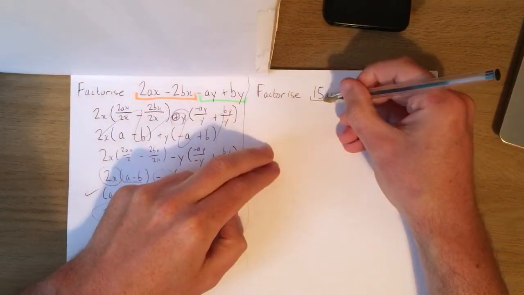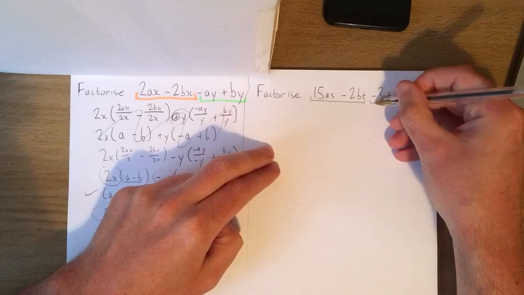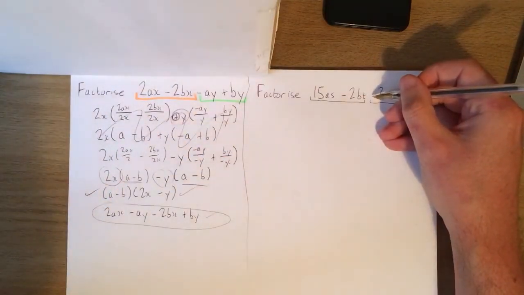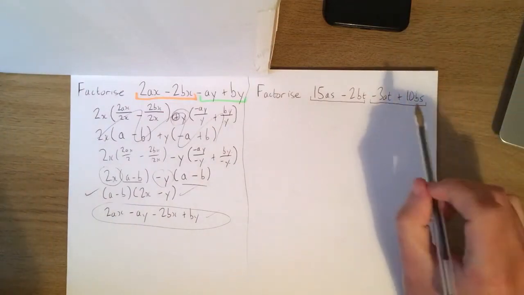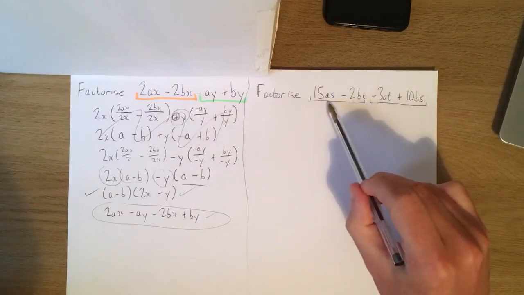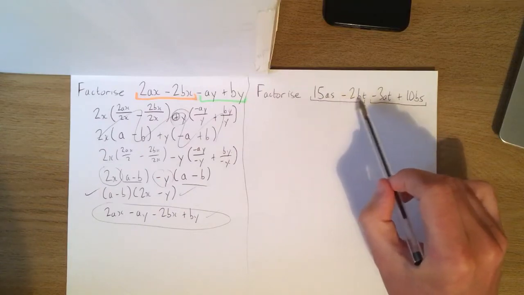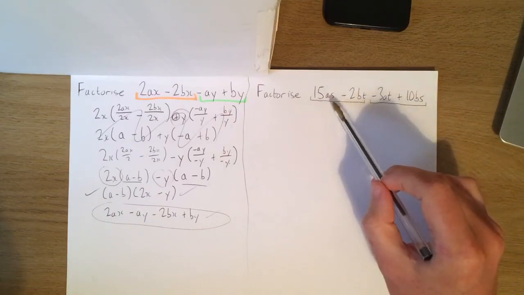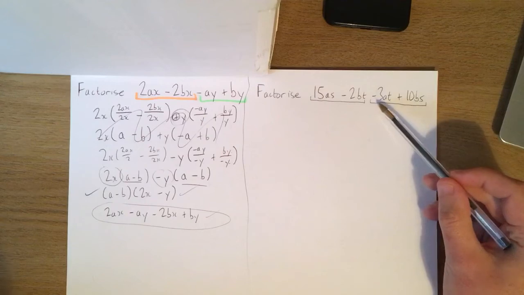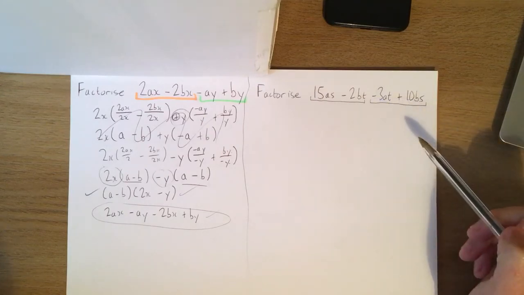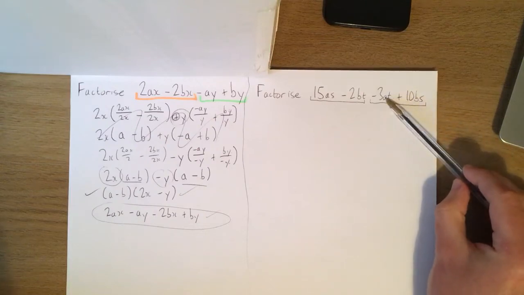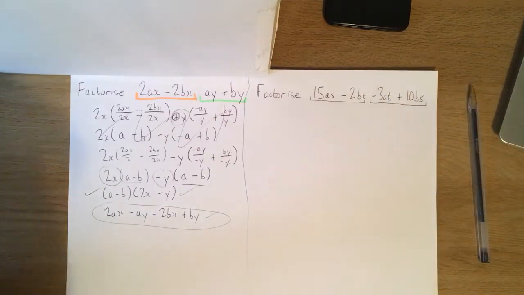We want to split it up into two groups of two. There's nothing common to all of them. And I've got a minus there, so I need to watch out for that. That could throw up problems for me. So I try and factorise something common out of the first two. 15as minus 2bt. Is there anything common between those? No, there's not. My second pair, minus 3at plus 10bs. Is there anything common between the two of those? No. So that's an issue I haven't faced before.